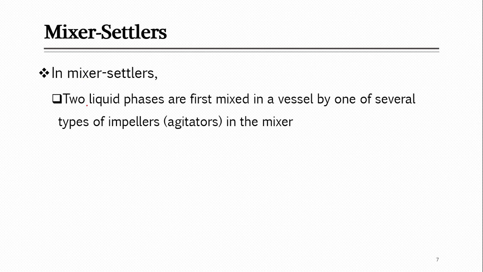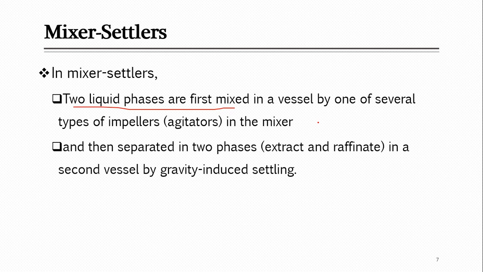In the first part, definitely we will go for mixing of the two liquid phases. The two liquid phases are first mixed in a vessel by one of several types of impellers or agitators in the mixer. This is a kind of vessel in which there are a large number of impellers or agitators, and they create agitation. Due to this, mixing takes place between the two liquid phases. We ensure that when they pass through this vessel, they are mixed.